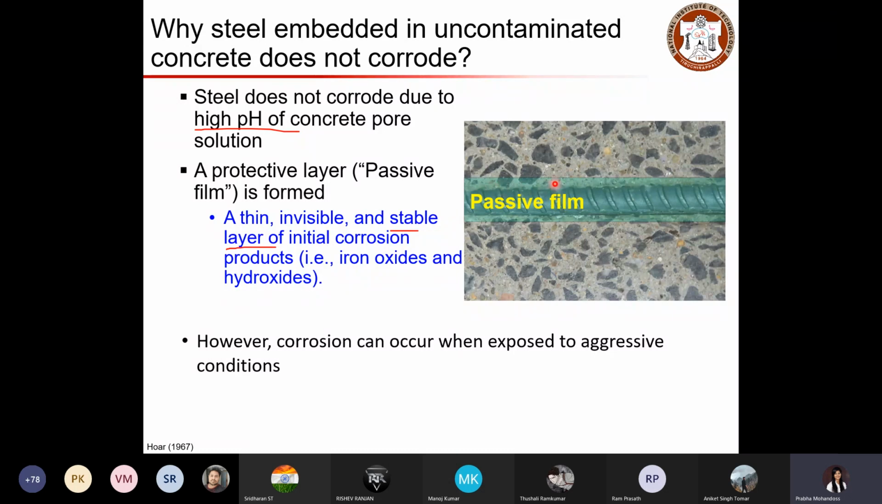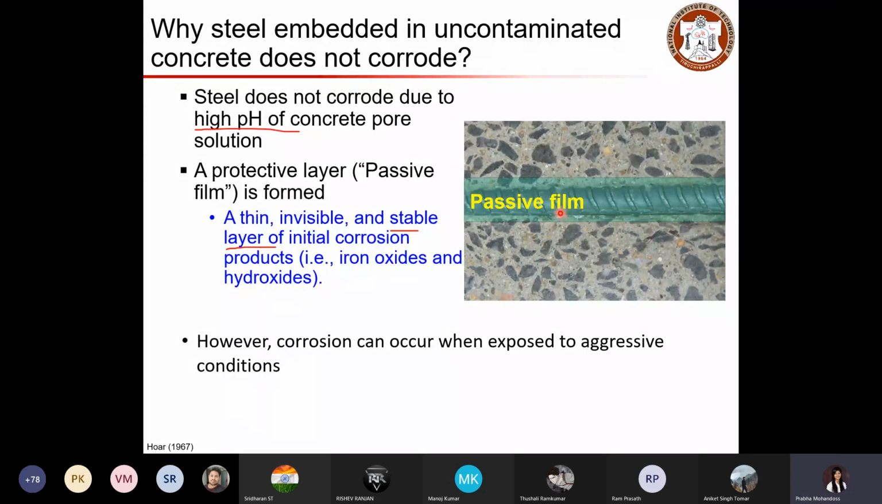So typically here you can see a thin passive layer formed. This is indicated by the green mark. So this will be a thin, invisible, and stable layer of initial corrosion products, iron oxide and hydroxides. Now this passive film is nothing but the initial formation of rust. But that initial formation of rust is stable when you have a high pH value. So that is why it acts as a protective layer, which we call the passive film.